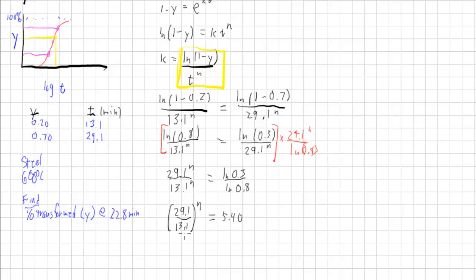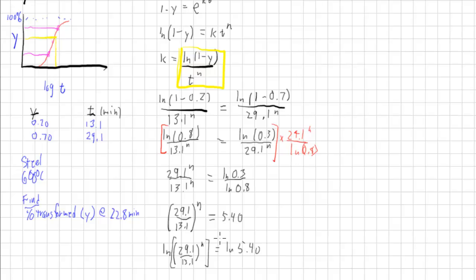Okay, so our next thing to do is solve for n again, and I will have to take the log of both sides. I'm just going to use the natural log. So natural log of 29.1 over 13.1 to the n equals the natural log of 5.40.